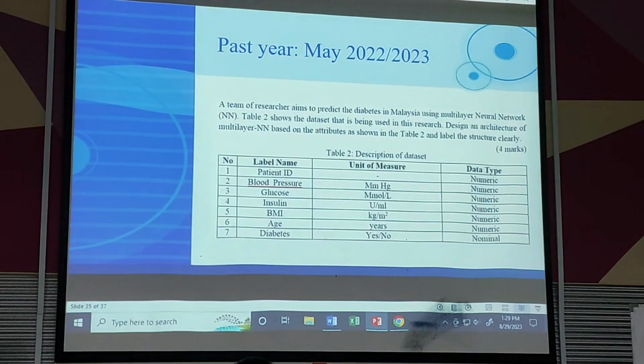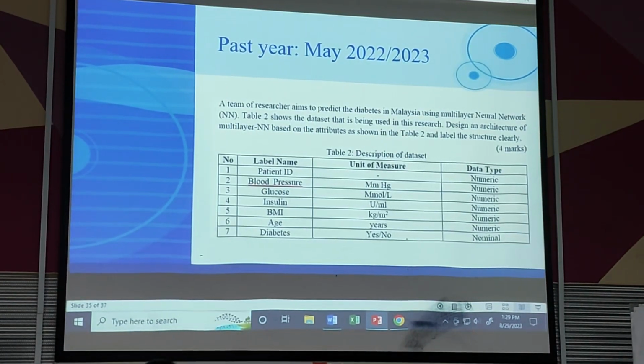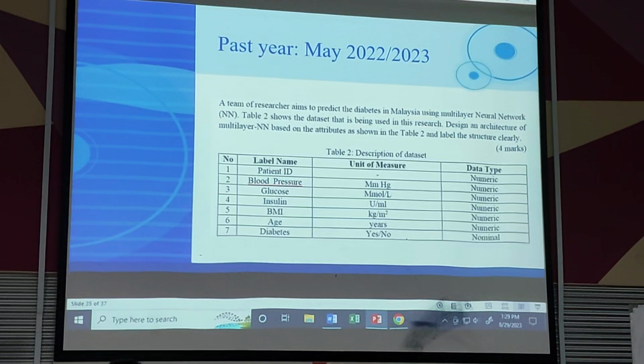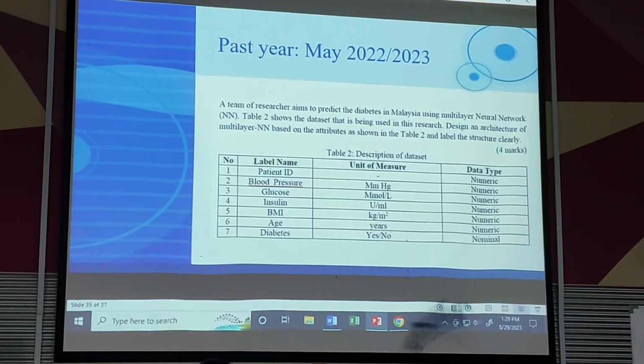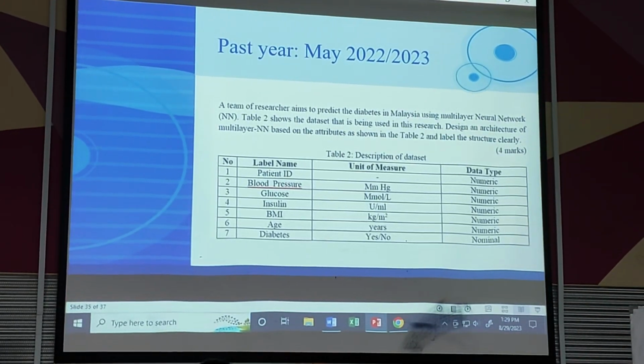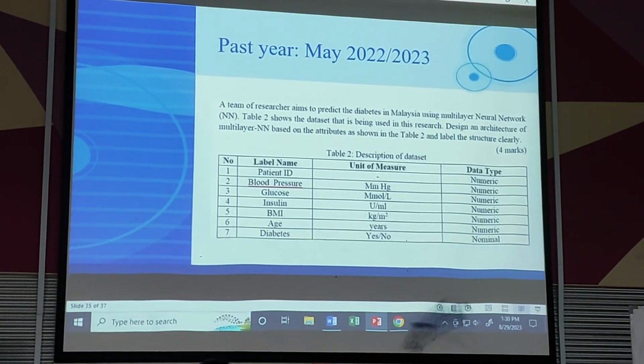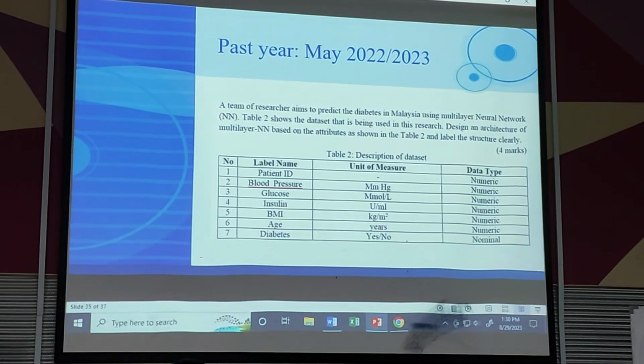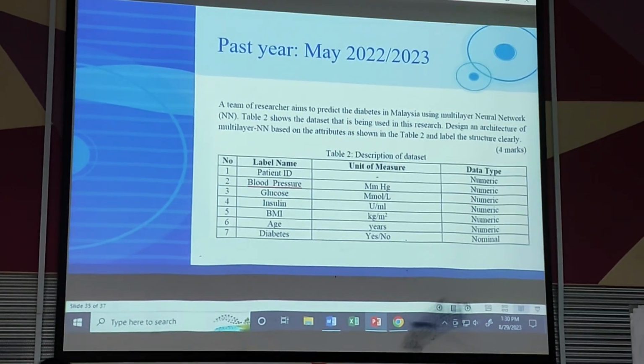Okay, so let's go through some partial questions. This is one of the partial questions. A team of researchers aim to predict diabetes using a multi-layer neural network. Table 2 shows a dataset that is being used in this research. Design the architecture means that you have to draw based on Table 2 and label the structures clearly.